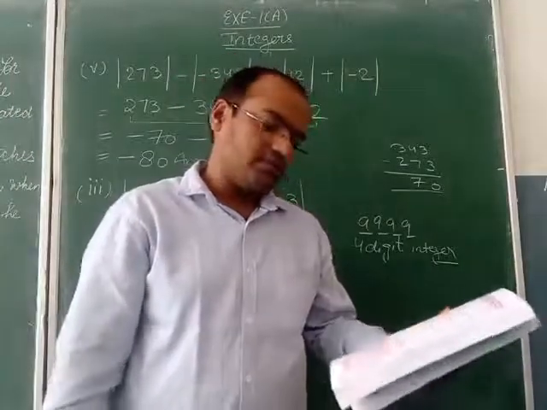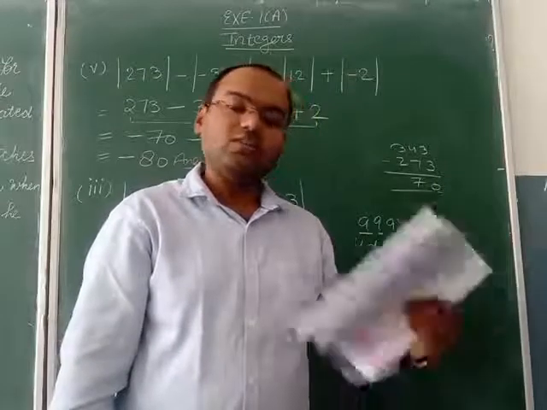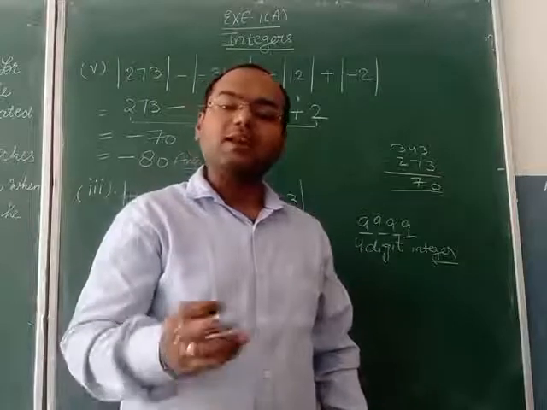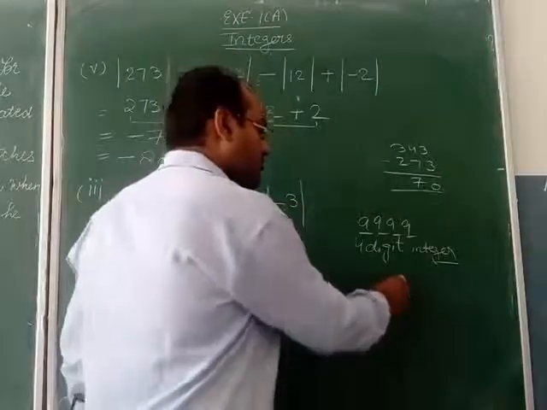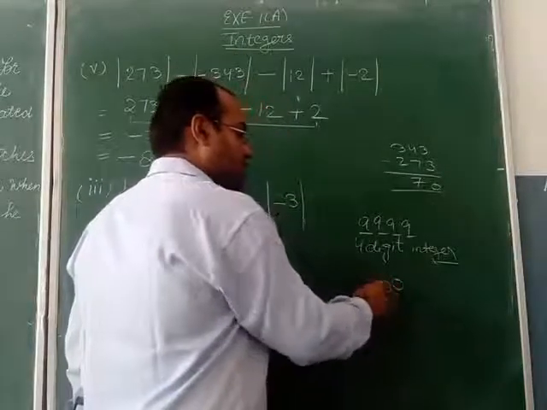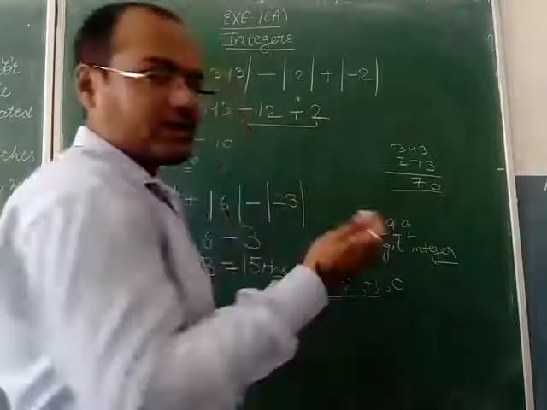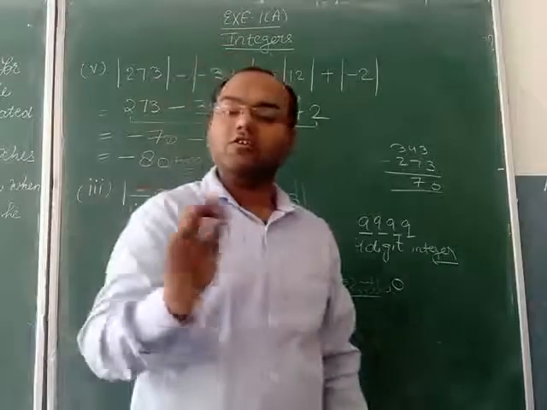Now second part, smallest integer is 0. Smallest integer is 0? No. Less than 0, so many integers are there. Less than 0, minus 1 is an integer. Less than minus 1, minus 2. These all integers are less than 0. So 0 is not the smallest.